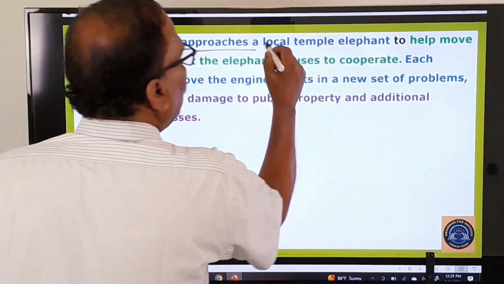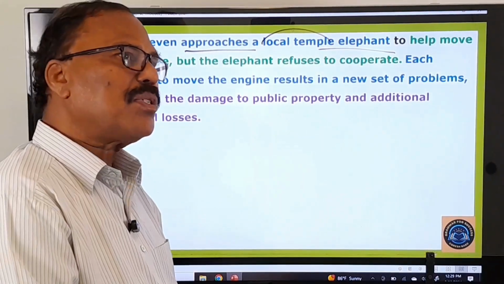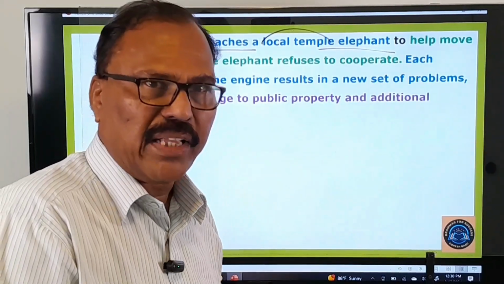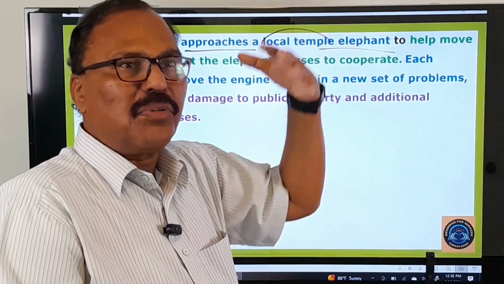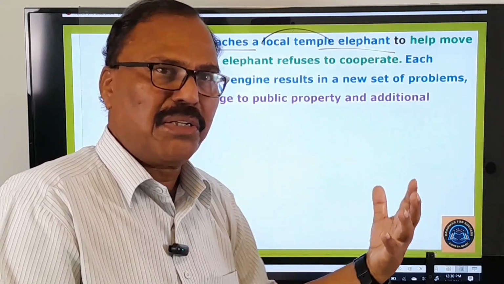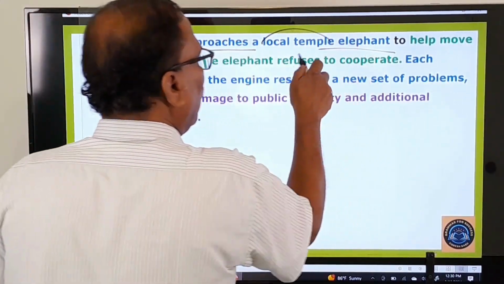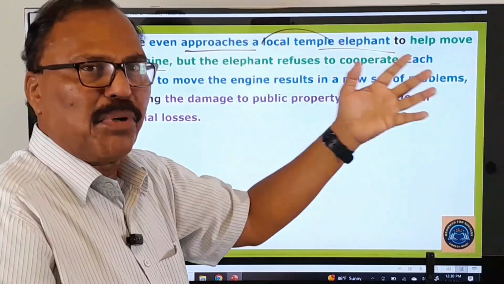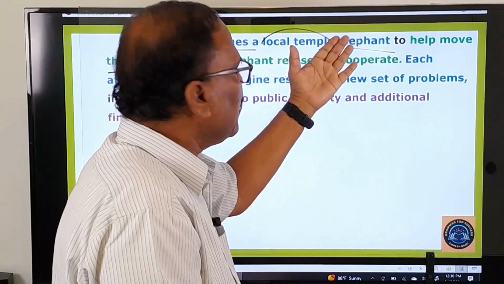He even approaches a local temple elephant to help move the engine. So what did he do? He also tried his best to move that engine to some safer place. For that purpose, he approached the temple authorities, to allow the temple elephant to move this engine to the other side. He doesn't directly approach the elephant, but he approaches the temple authorities to help him move the engine by sending this temple elephant.